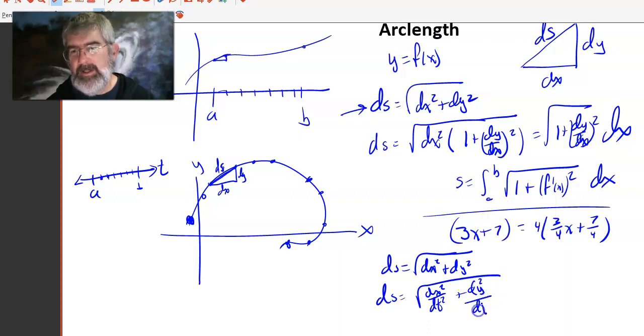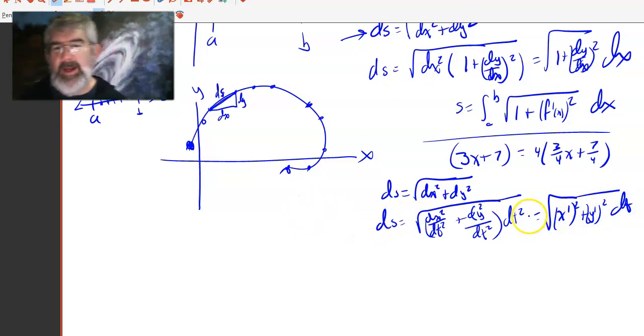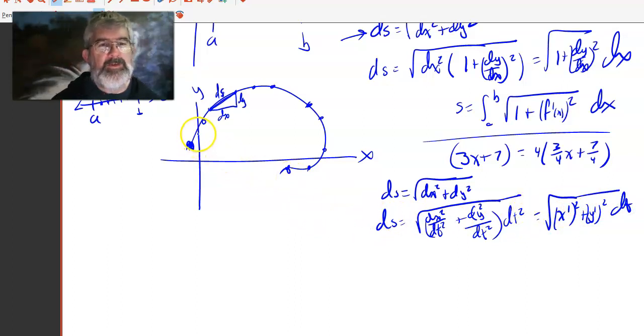dy squared divided by dt squared, all that's times dt squared. And then you can say, well, pull that out of the square root. So I've got ds is the square root of, let's just call this x prime squared plus y prime squared times dt, where x and y are, I probably should have written this to begin with, that I have my vector function r of t is x of t, y of t.